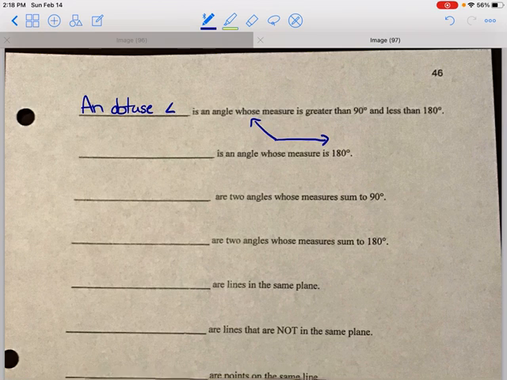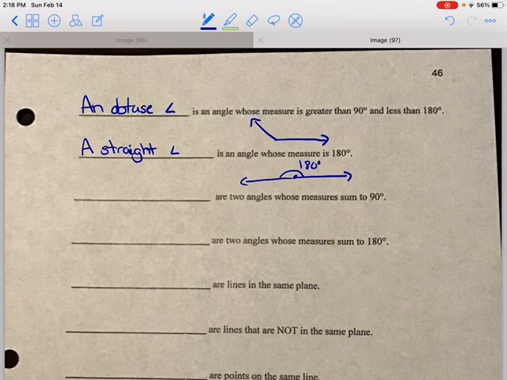And next we have an angle whose measure is 180. So remember, there's 180 degrees in a straight line. So we're going to call this a straight angle. Now we tend to think of a straight line as not being an angle, but imagine that there's your vertex and you flatten out your rays so that they make a straight line, then that would be 180 degrees.